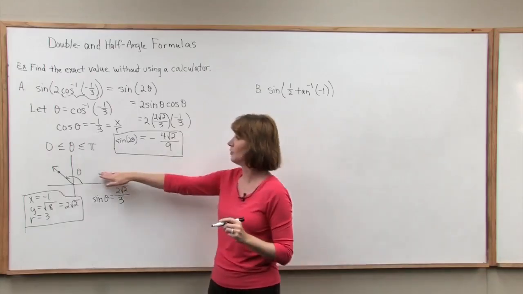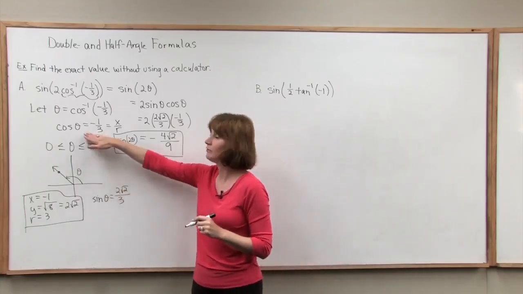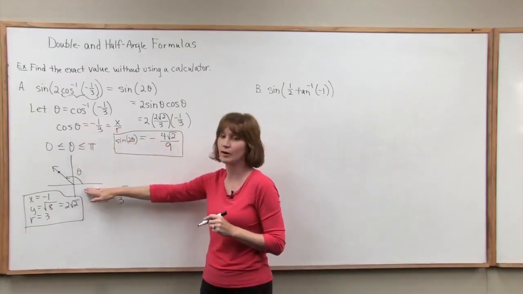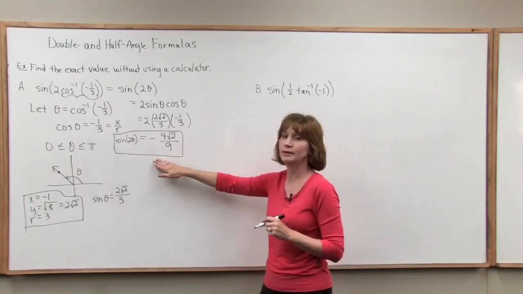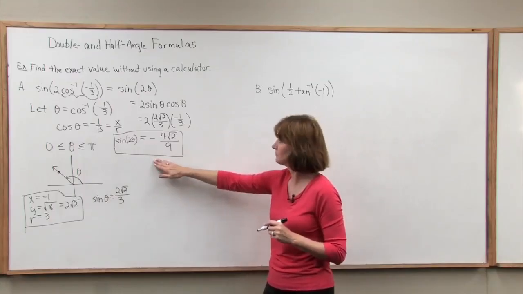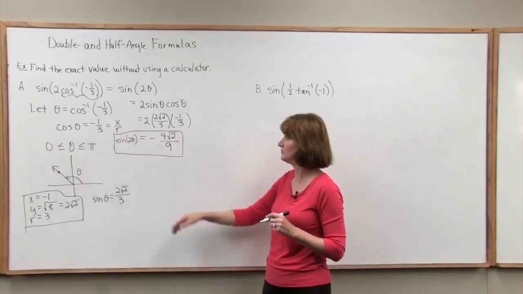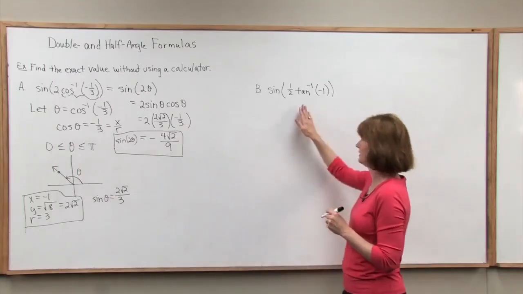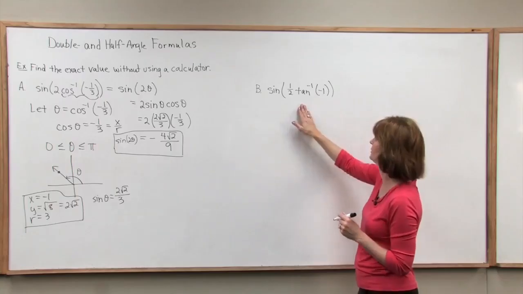So once again, it's important to draw the picture. You have to remember your range for inverse cosine and draw it in the correct quadrant. So now we know sine 2 theta is -4 square roots of 2 over 9. Let's look at another example. We want to find the exact value here as well.